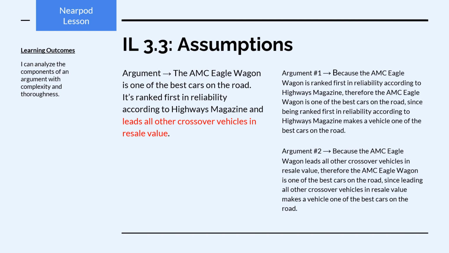Because the AMC Eagle wagon leads all other crossover vehicles in resale value, therefore the AMC Eagle wagon is one of the best cars on the road, since leading all other crossover vehicles in resale value makes a vehicle one of the best cars on the road. Notice how the assumptions of both my argument 1 and argument 2 are very similar sounding, and that's what you're going to have anytime you encounter an argument with multiple evidence statements. It's because you're connecting different evidence to the same claim each time. So that's why the assumptions sound kind of different.